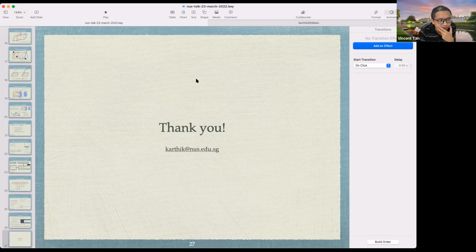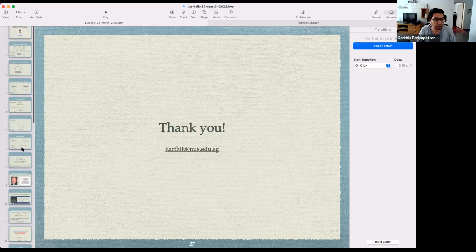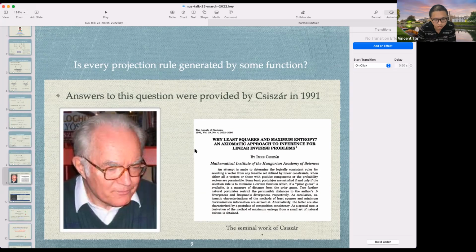Thanks a lot. This paper is available freely online. We can get it from Google Scholar, we just type the title of the paper. I'll go to that slide for those who are interested. It's called Why Least Squares and Maximum Entropy, an axiomatic approach to inference for linear inverse problems. So one can Google this name and get this copy.